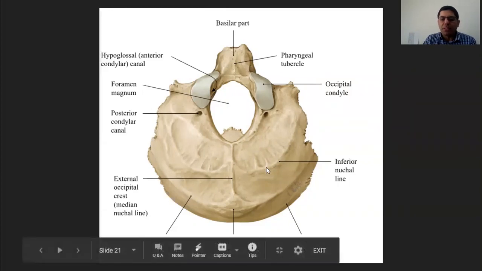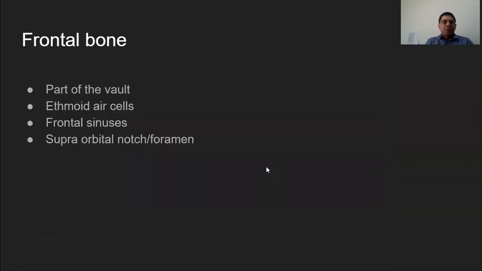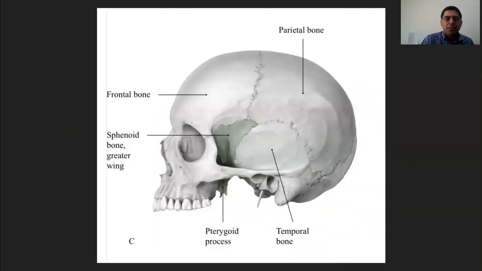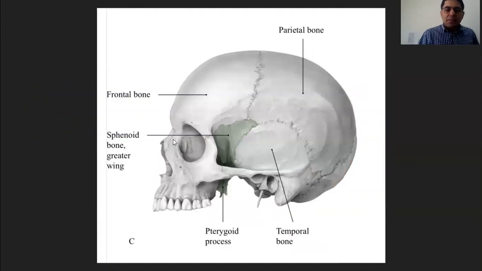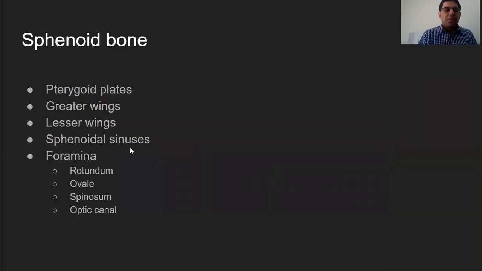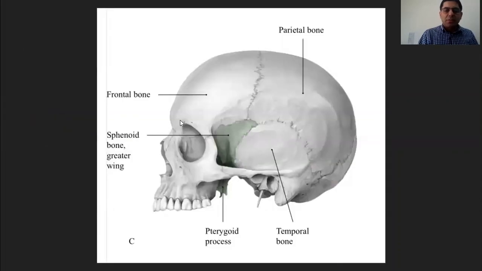These lines are where some muscles attach. We'll come to that at a later time. We've got the frontal bone. Let's see, this is the frontal bone here. And the frontal bone, as I said, is part of the vault. And what are important structures there are some ethmoid air cells. And the ethmoid air cells are behind the nose, between the eyes. There's the frontal sinuses, which is here. And you've got the supraorbital notch and the foramen. So you've got the supraorbital notch here and foramen, right?